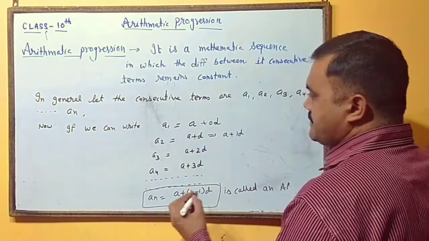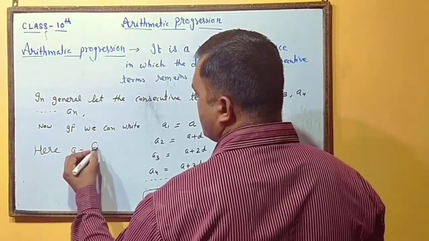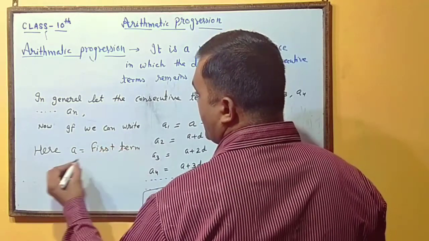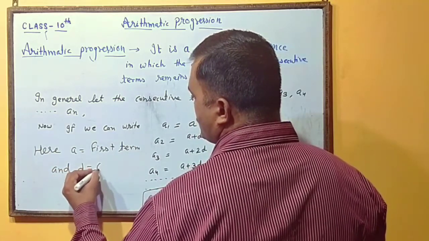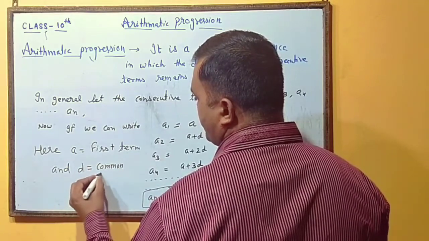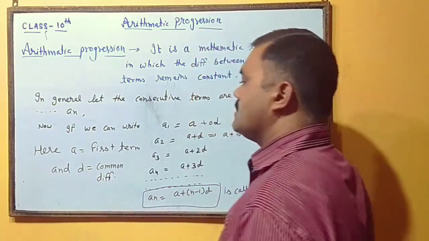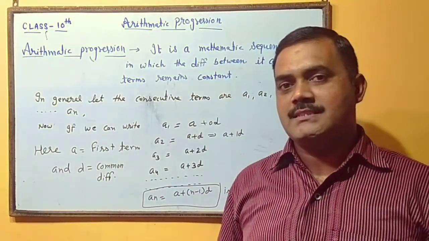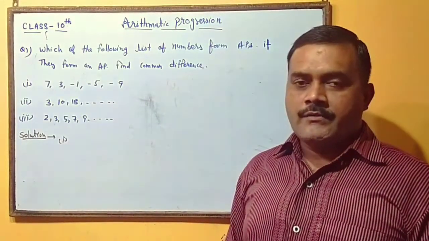You can write here A is equal to the first term and D is equal to the common difference. Common difference means the difference between two consecutive terms. Now let us take a few examples to make it more clear what this is and how to do the questions based on this AP.